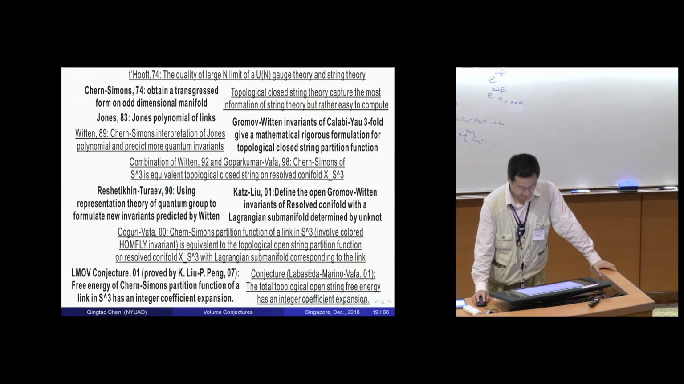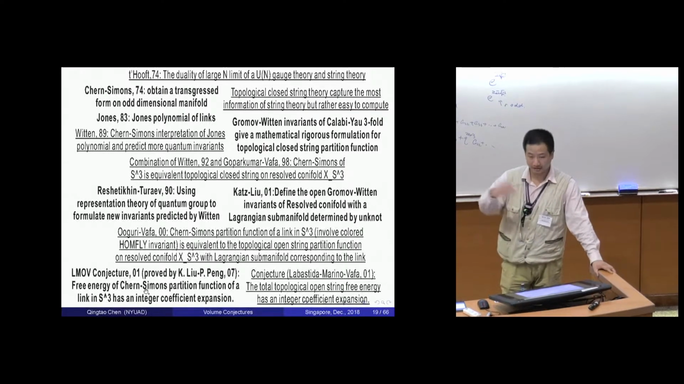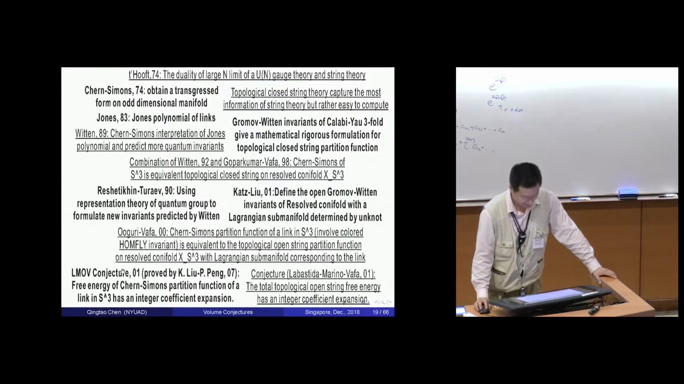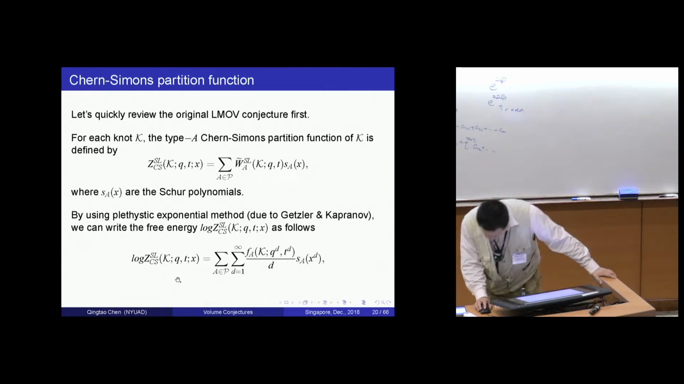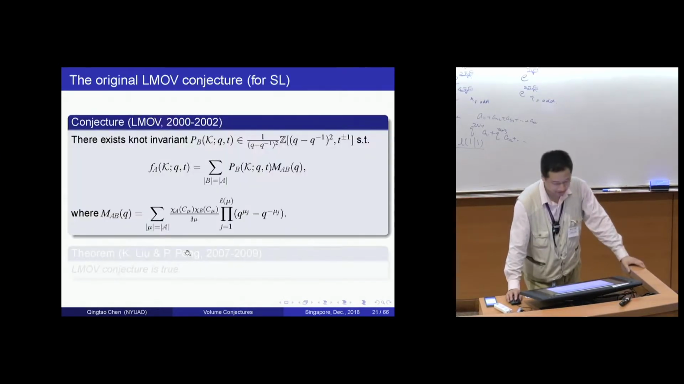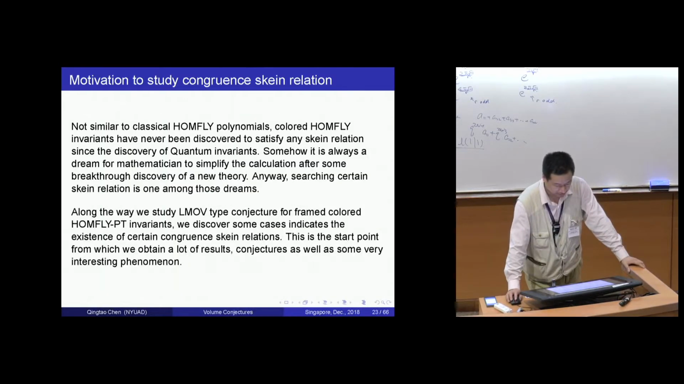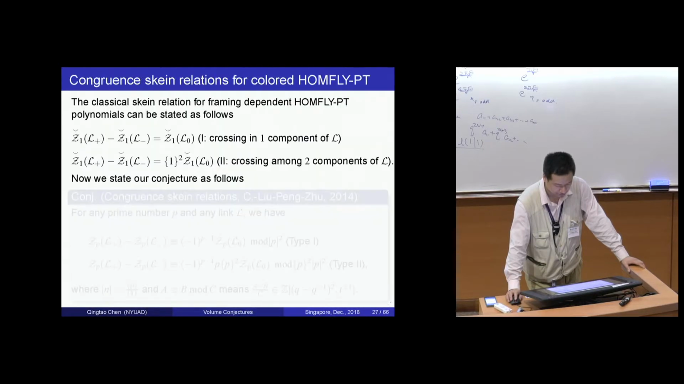And here is the conjecture of Labastida-Mariño-Ooguri-Vafa. They have a total topological open string theory free energy with an integer coefficient expansion, so there is some BPS state interpretation. Interpreting from this conjecture to here, you have a new mathematical conjecture. This conjecture is purely inside knot theory. Then this is called the LMOV conjecture, and it's proved by Q. Liu. Okay, so I will skip the LMOV conjecture, and also the congruent skein relation conjecture, I will skip it.